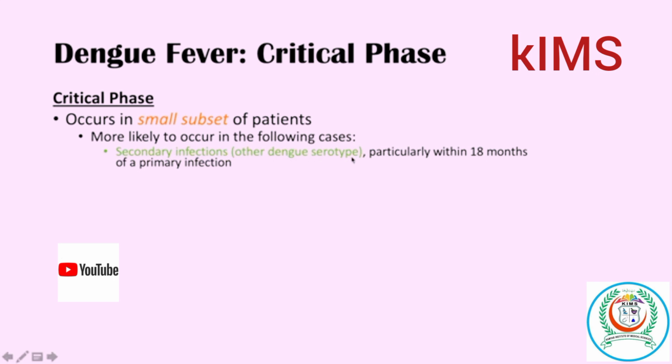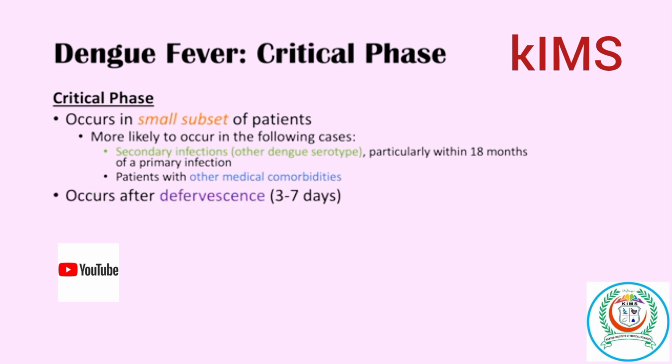Remember, we said there are 4 different dengue viruses. If they were to be infected with one of those, and then they're infected again with a second different dengue serotype, then they are more at risk for having the critical phase. In particular, if they've had that first infection within 18 months of the second infection. So again, if they had a primary infection and within 18 months they get another infection with a different dengue virus, they're more likely to enter the critical phase of dengue fever infection. And critical phase of infection is also more common in patients with other medical comorbidities.